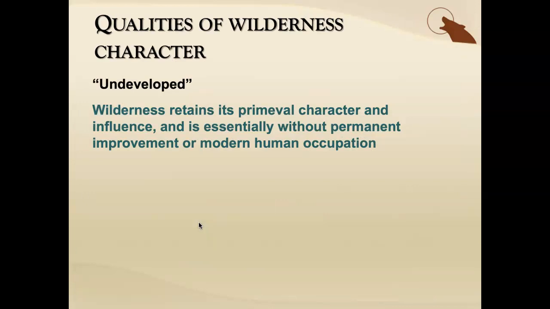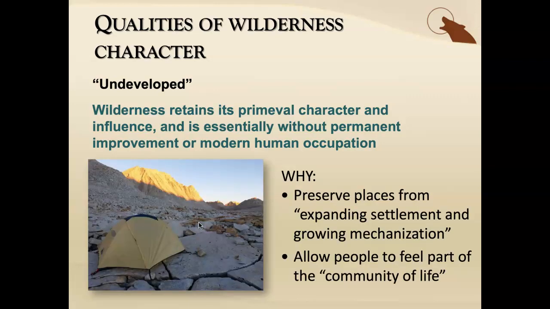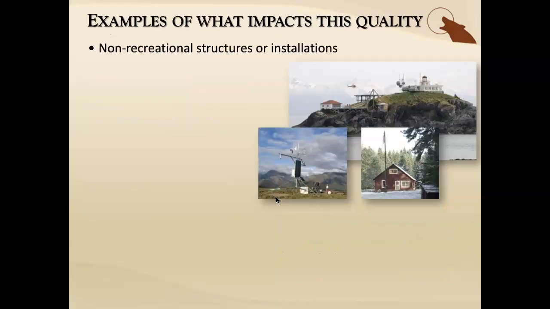The fourth quality of wilderness character is the undeveloped quality. This is that wilderness retains its primeval character and influence and is essentially without permanent improvement or modern human occupation. Why do we want to preserve this quality of wilderness character? We want to preserve places from expanding settlement and growing mechanization. This was the thinking at the time. And without these types of developments present, it was thought that this allows the public to feel part of the larger community of life, to feel interrelated with nature, with wilderness, and whatnot. So that was the thinking behind the undeveloped quality of wilderness character.